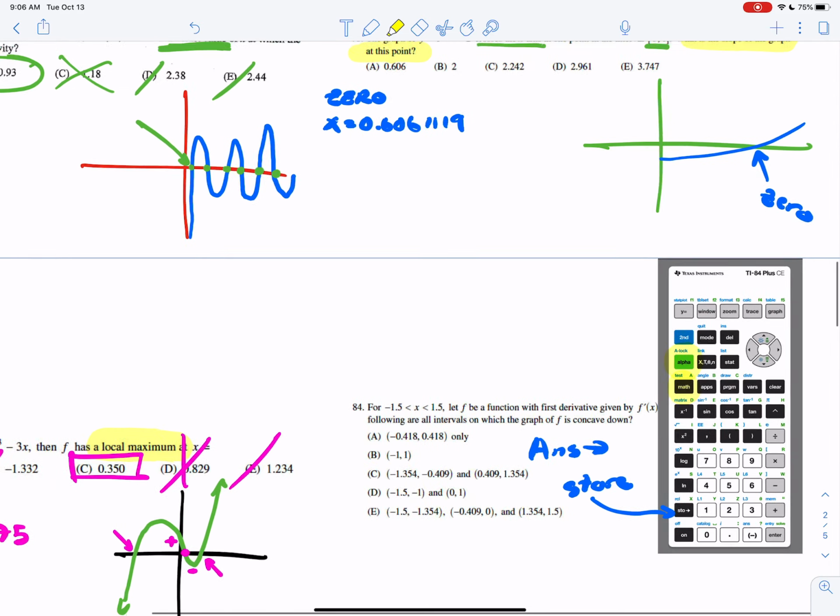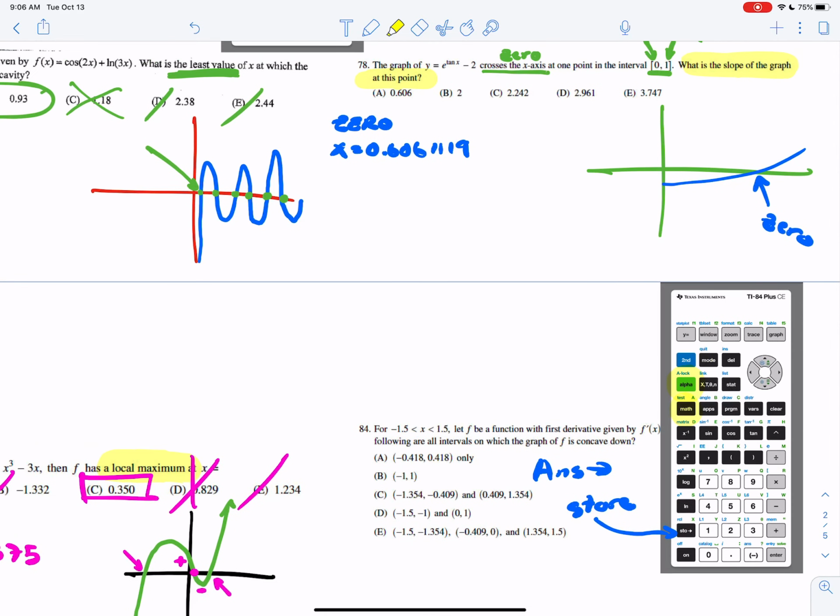Okay, so we want to find the slope of the graph. What does the slope of the graph at this point mean? Okay, pause there, think about what that means. That right there is just fancy for derivative. Okay, so here's what we do. We're still at our home screen. So we're going to calculate the derivative. So we're going to go to Math 8 for derivative. So this will be d over dx always. And we're going to take the derivative of our function.